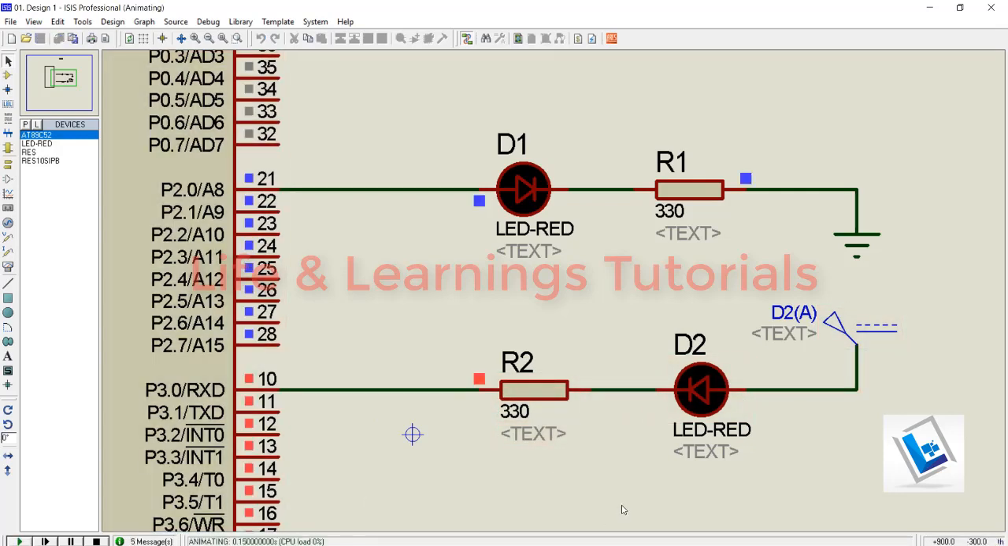I can run the simulation, and you can see when we get a high on this pin, then it will turn on this LED, meaning this pin of a microcontroller is sourcing the supply to this load. And in the second arrangement, when this pin is low, then only this LED will turn on. That means this microcontroller pin is sinking the current from the load.